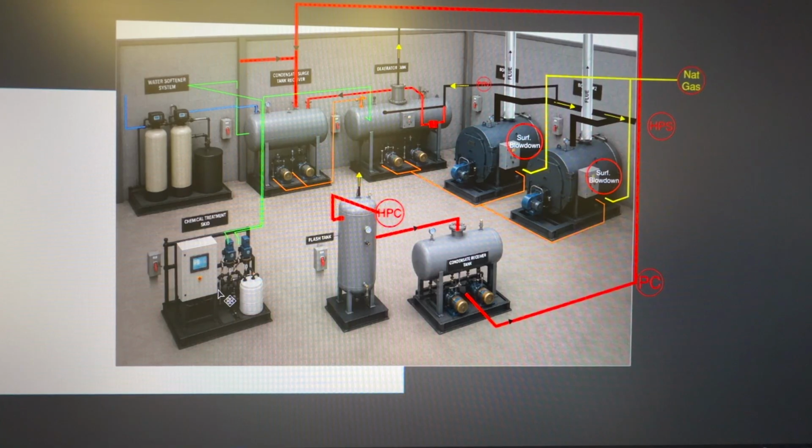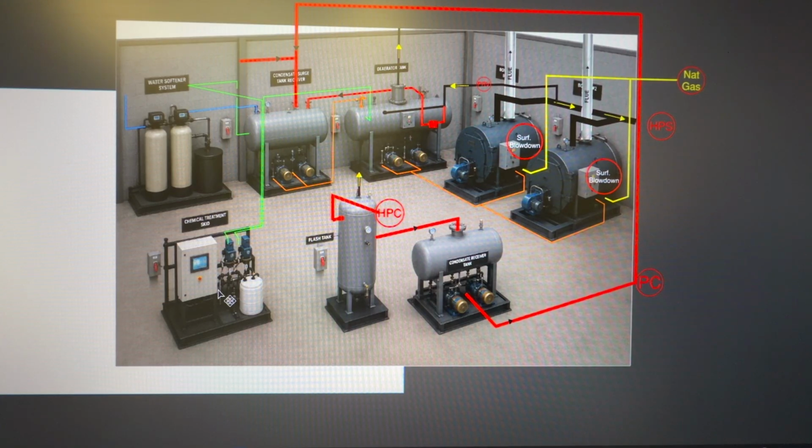Next is the chemical treatment controller. The chemical treatment system continuously monitors boiler water quality and automatically injects treatment chemicals into the boiler system. Proper water chemistry prevents corrosion, scaling, and sludge buildup inside boilers and piping. The typical chemicals that it controls are pH, oxygen scavenging, scale inhibitors, corrosion inhibitors, and conductivity.